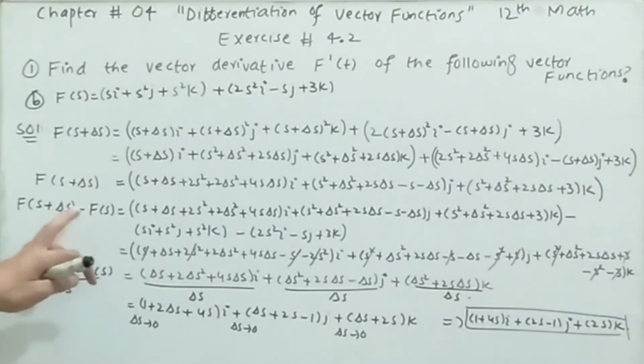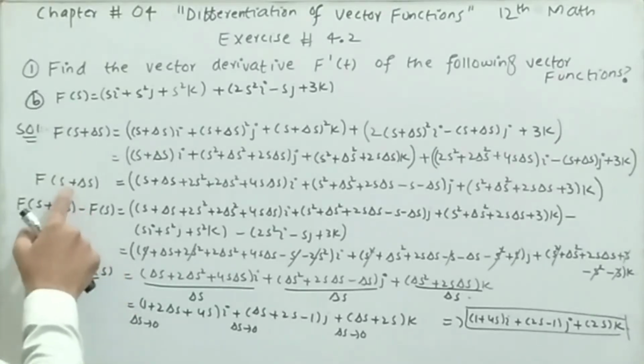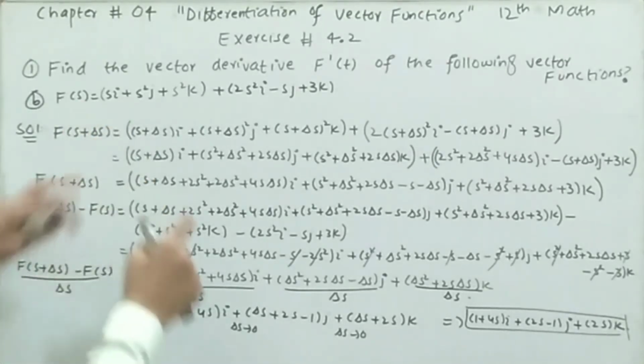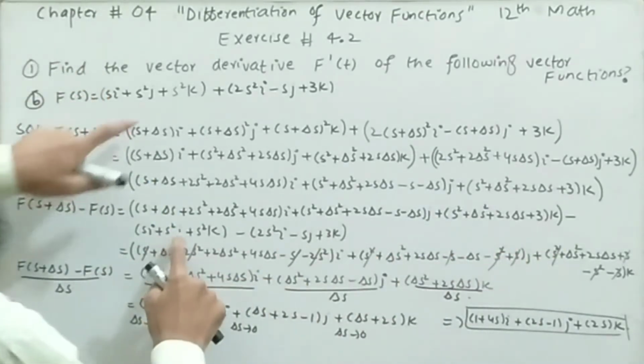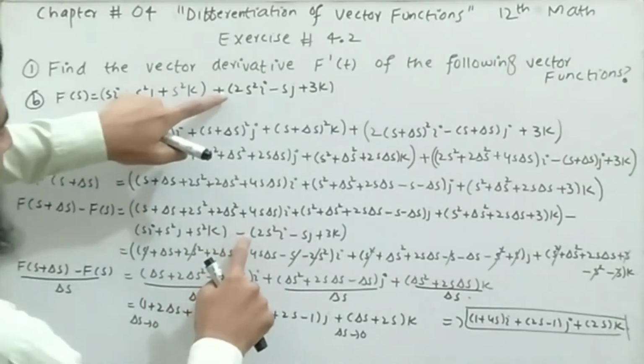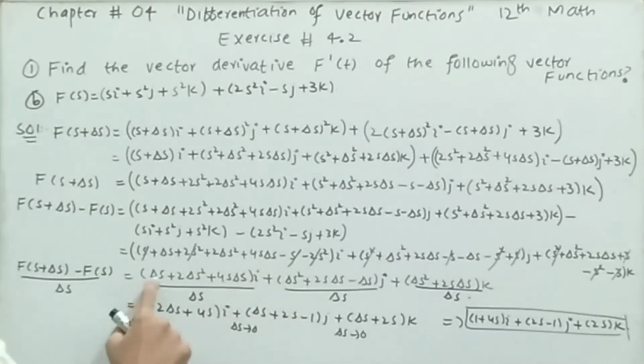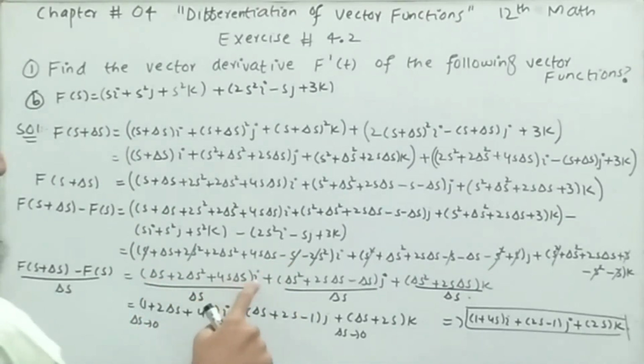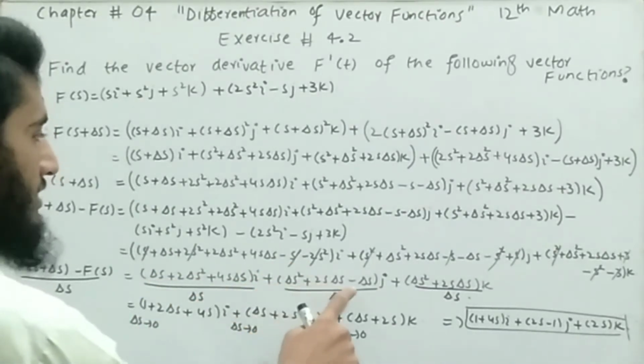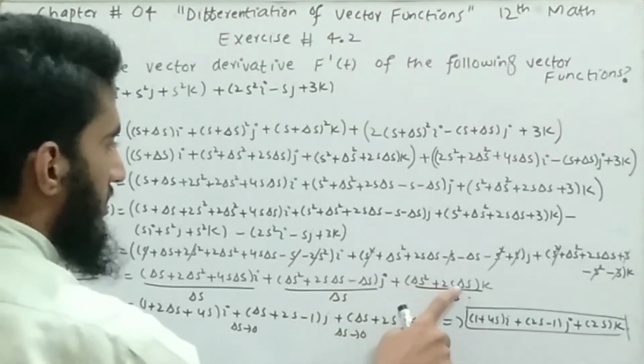Now after this, subtract f of s from f of s plus del s. f of s is actually s i plus s j plus s squared k, and minus 2s squared i minus s j plus 3k. Now by simplification it will give us (del s plus 2 del s squared plus 4s del s) i plus (del s squared plus 2s del s minus del s) j plus (del s squared plus 2s del s) k.